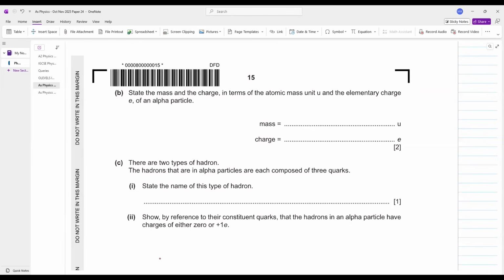State the mass and charge in terms of atomic mass unit and elementary charge of an alpha particle.